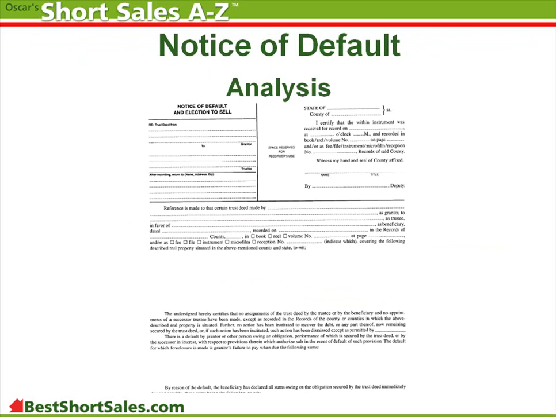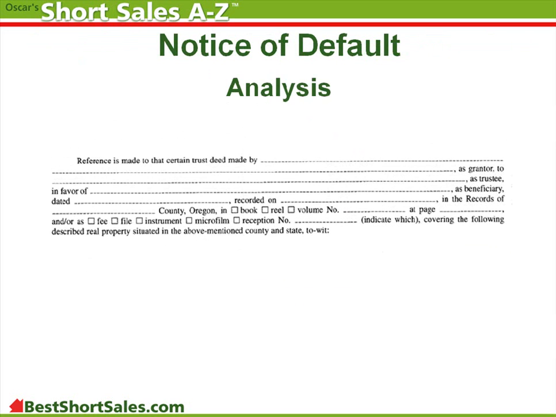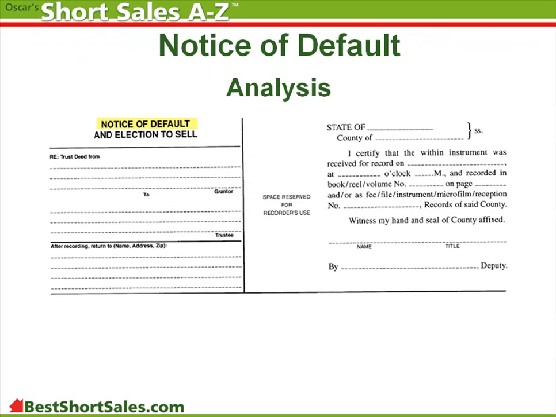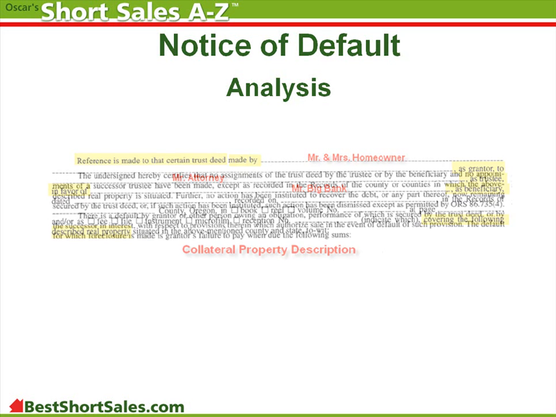The successor trustee can now sell the property." Notice of default. After succession, the successor trustee will record the NOD. This is a good example. It reads, "Notice of default and election to sell. Reference is made to that certain trust deed made by Mr. and Mrs. Homeowner as grantor to Mr. Attorney or Title Company as trustee in favor of Mr. Big Bank as beneficiary, covering the following real property, collateral property description." This is the collateral property to be sold.